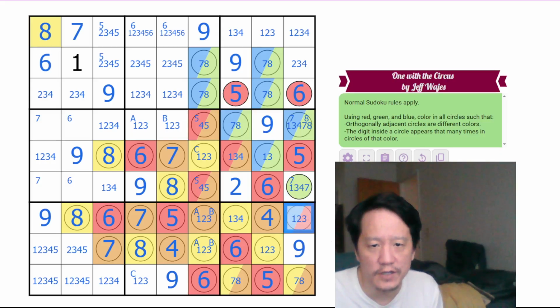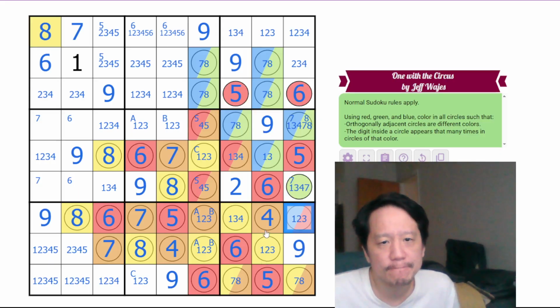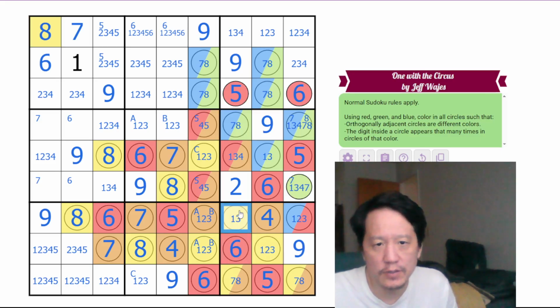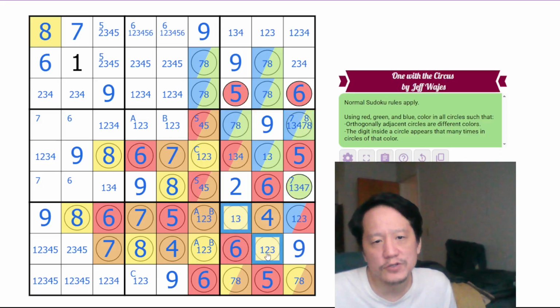So 4 is not here. This is blue or red. We don't know which. 4 cannot be here. We have 4 here, and one of these is 4, and one of these is 4. So these are both yellow.